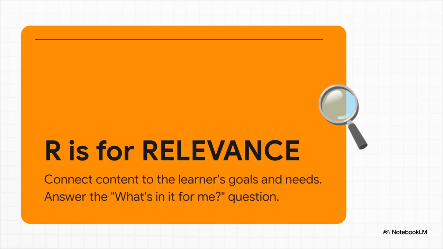Once you've got their attention, you have to establish relevance. Every single person in your session is silently asking, "What's in it for me?" You have to answer that question, and you have to do it fast. Show them how this new skill is going to make their job easier, get them a promotion, or solve a problem that's been driving them crazy. If they don't see the connection, they're gone.